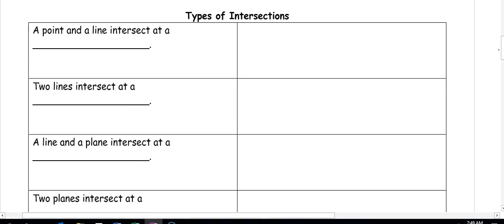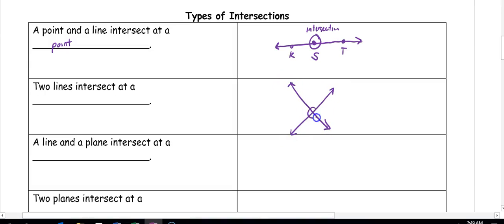Types of intersections. So there's a couple of different intersections that can happen between points, lines, and planes. So if a point and a line intersect, they're going to intersect at a point. So for example, if I have a point S, when I draw a line through it, S is going to be the intersection. If we have two lines, those are also going to intersect at a point.